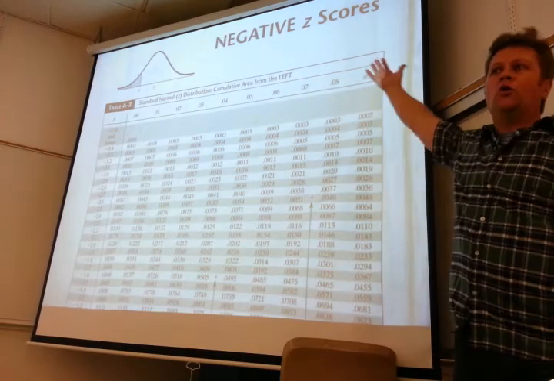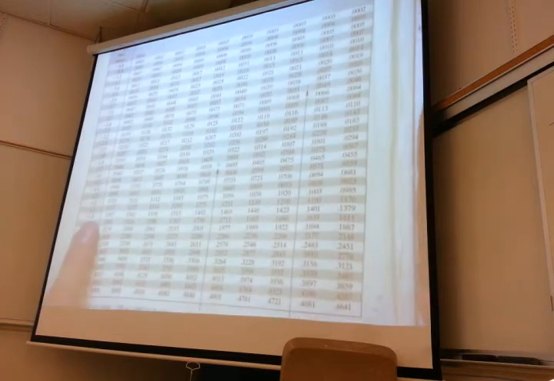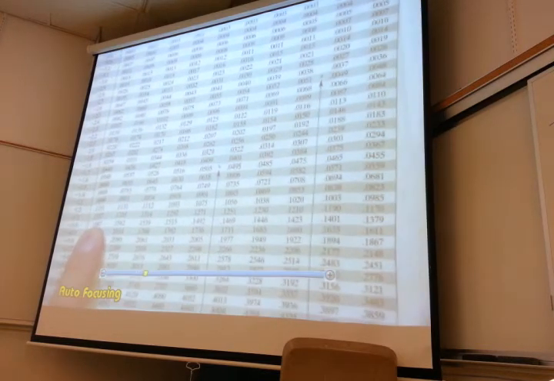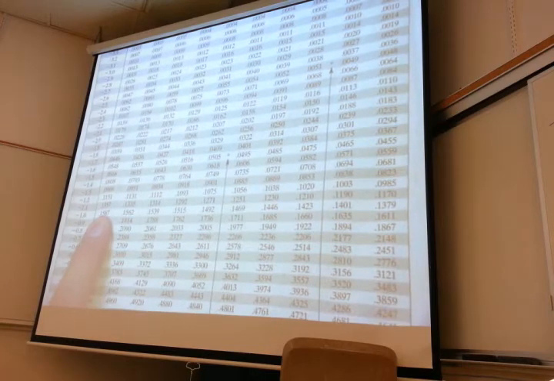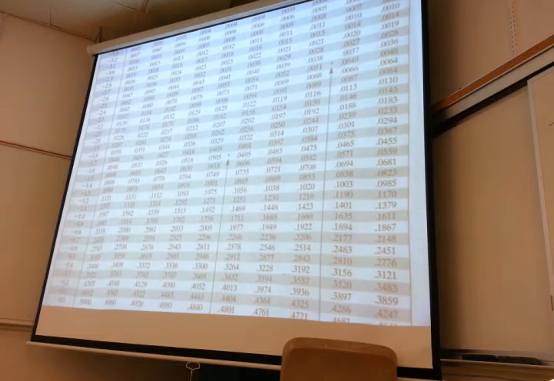Negative 1, 0.00, right? So let's look up negative 1, 0.00. What do I get? Which rounds off to like 16%. Why did I put 0.0016, by the way?